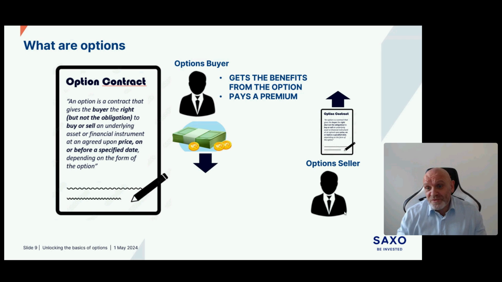And that premium goes to the options seller, the person at the other side of the contract. He's actually taking on that risk. If you think that a certain stock will go up and you buy a call option, well, the person who sells that options contract to you probably thinks that stock won't go up, or at least not as much as you think. And for that, he takes on the risk, he receives that premium.